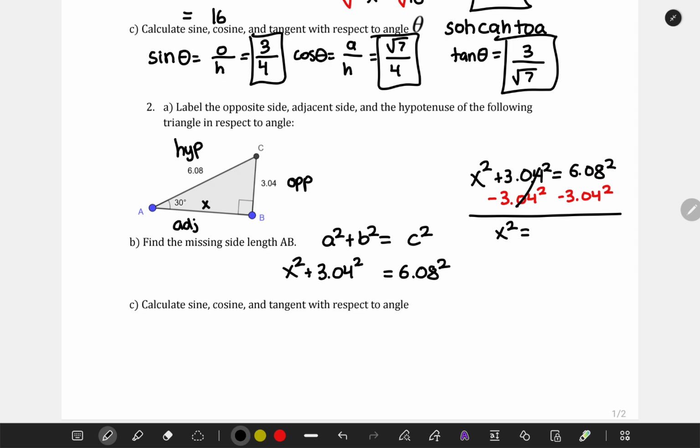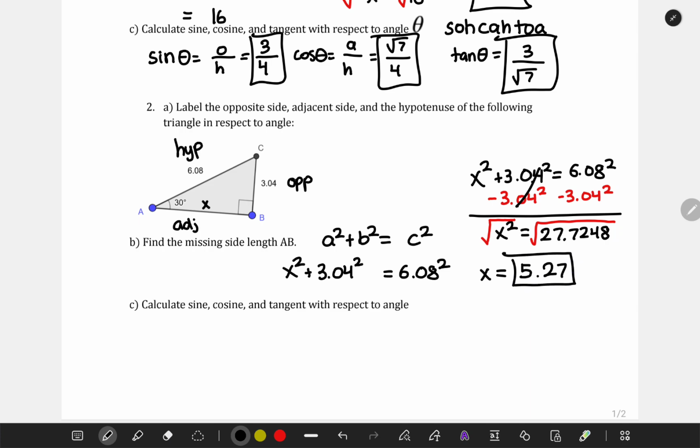So in my calculator, I would look up 6.08 squared minus 3.04 squared. This gives me a total of 27.7248. Okay, just like last time, I want to get rid of the square, so I take the square root of both sides. And in this case, I can say that x equals the square root of 27.7248. And I think for our cases, we can actually just put this as a decimal, so I'm going to round it, just like the other one. And I'm going to say 5.27.